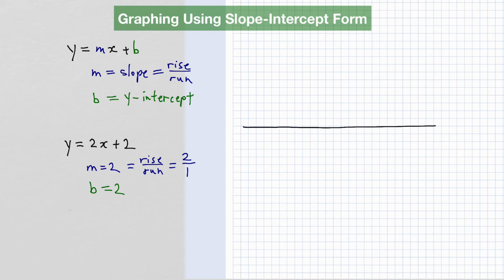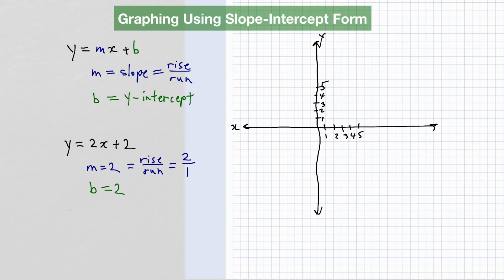I'm going to draw our x-axis. And then we're going to draw our y-axis. Okay, and then we're going to label our markers. 1, 2, 3, 4, 5. And then we'll go 1, 2, 3, 4, 5 in this direction also.